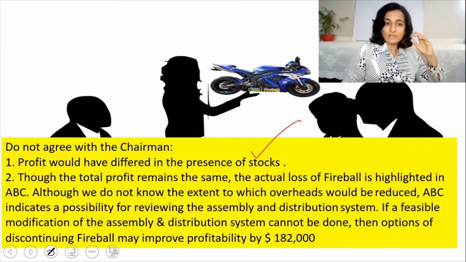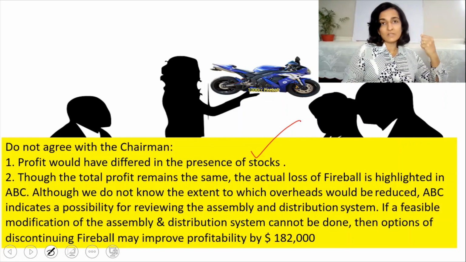And the second point is, though the total profit remains the same, the actual loss of Fireball is highlighted in ABC. Although we do not know the extent to which overheads would be reduced, ABC indicates a possibility for reviewing the assembly and distribution system. Now, since these are fixed overheads, we do not know how much we can reduce them, but definitely we can attempt to do it. This is what is indicated in that sentence.